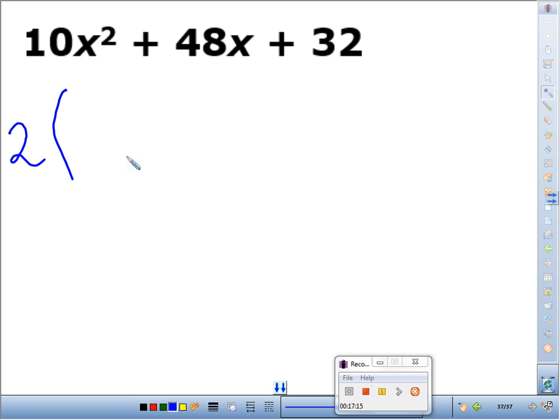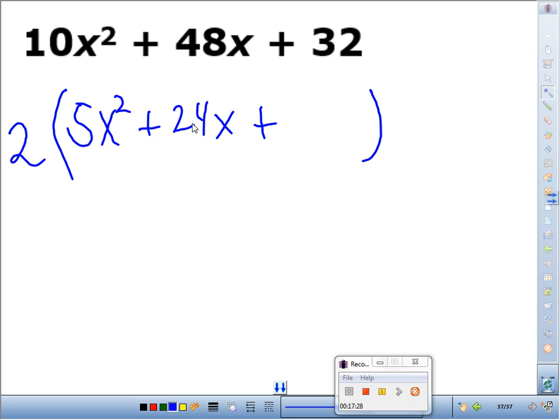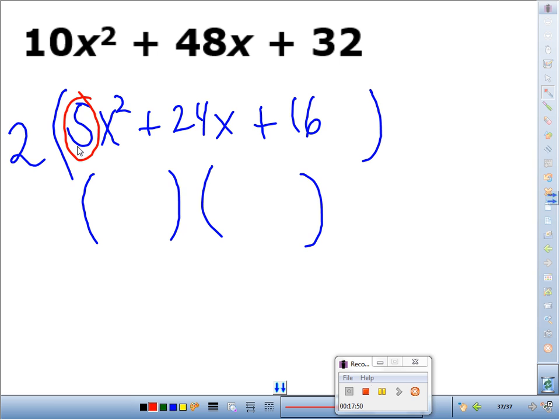So we open up parentheses, and we're left with 10x squared divided by 2, that's 5x squared, plus 48x divided by 2, that's 24x, plus 32 divided by 2, that's 16. Okay? So, at that point, can we check for a pattern? Let's see, can we take the square root of 5? No, so we can't. That means we're going to continue, open two parentheses. Why can't we factor the first term? Because it has a coefficient greater than 1.